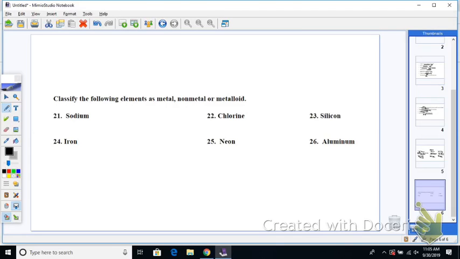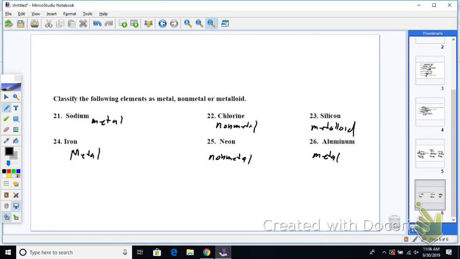Metal, non-metal, metalloid. So this is a metal, sodium's on the left side, chlorine's on the right side, that's a non-metal. Silicon's in between, metalloid. Iron is in the middle section, it's a transition element, so that's a metal. Neon is farthest to the right, going to be a non-metal. And aluminum is going to be a metal. That's one that sometimes people think is a metalloid, but it's over there by the metal section. Any questions you guys have?